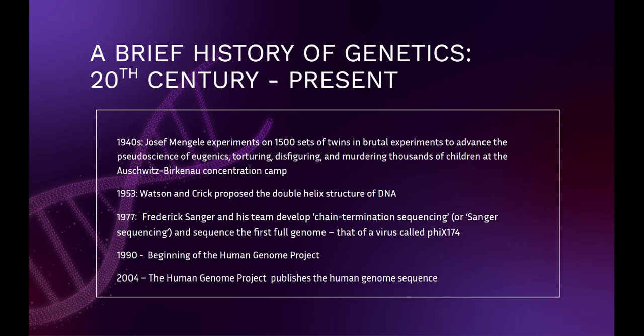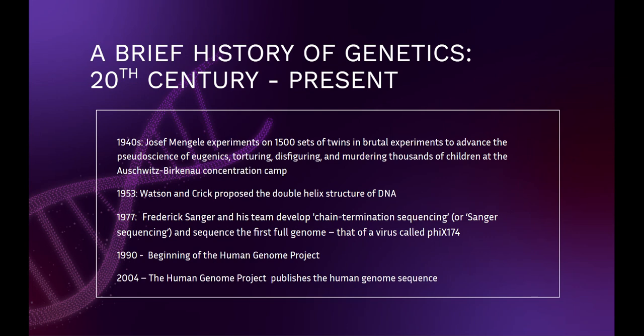1940s, back to the dark times. Joseph Mengele, you might know that name, was a Nazi scientist who experimented on about 1,500 sets of twins, children, very brutally, to advance this pseudoscience of eugenics and make a more fit German nation. In the process, he tortured, disfigured, and murdered thousands of children at the Auschwitz-Birkenau concentration camp. And this is also one of the reasons that we need ethical guidelines for practice in genomics.